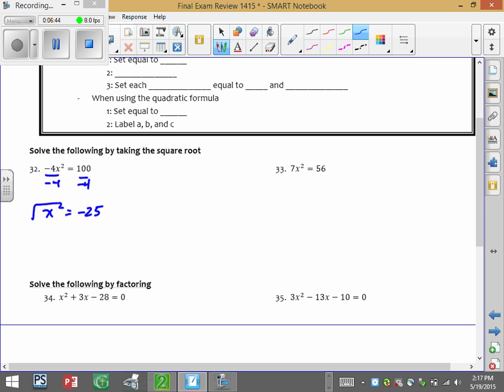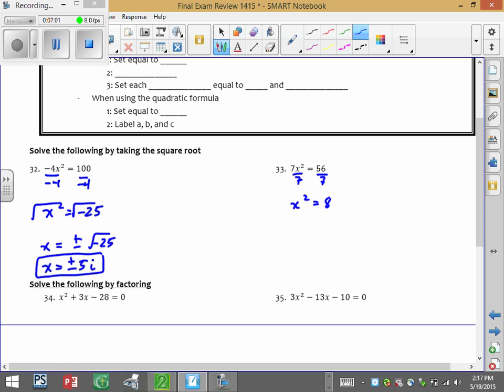And now when I take the square root of both sides, with x on this side, so plus or minus the square root of 25. Well, we know the square root of 25 is 5, and because there's a negative underneath there, we also have the i.